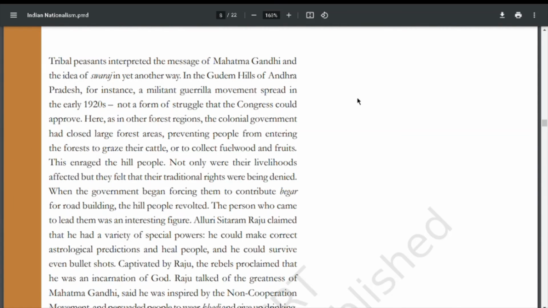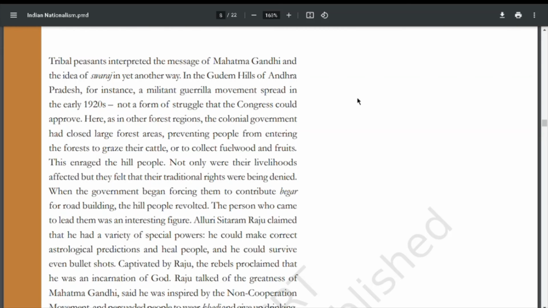Tribal peasants interpreted the message of Mahatma Gandhi and the idea of Swaraj in yet another way. In the Gudem hills of Andhra Pradesh, for instance, a militant guerrilla movement spread in the early 1920s, not a form of struggle that the Congress could approve. Here, as in other forest regions, the colonial government had closed large forest areas, preventing people from entering the forest to graze their cattle or to collect fuel wood and fruits. This enraged the hill people. Not only were their livelihoods affected, but they felt that their traditional rights were being denied. When the government began forcing them to contribute begar for road building, the hill people revolted.